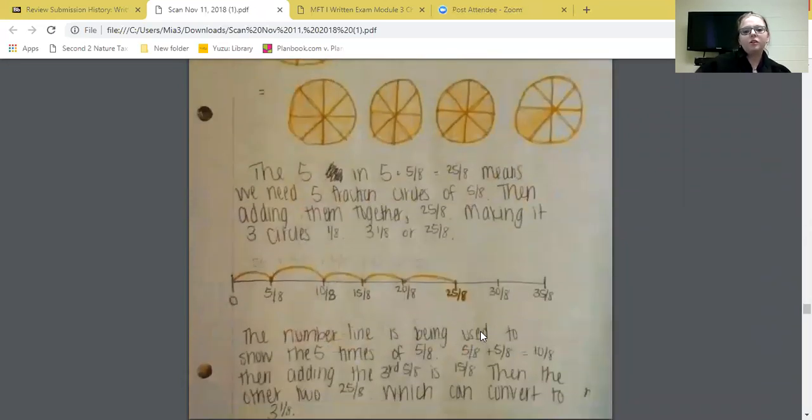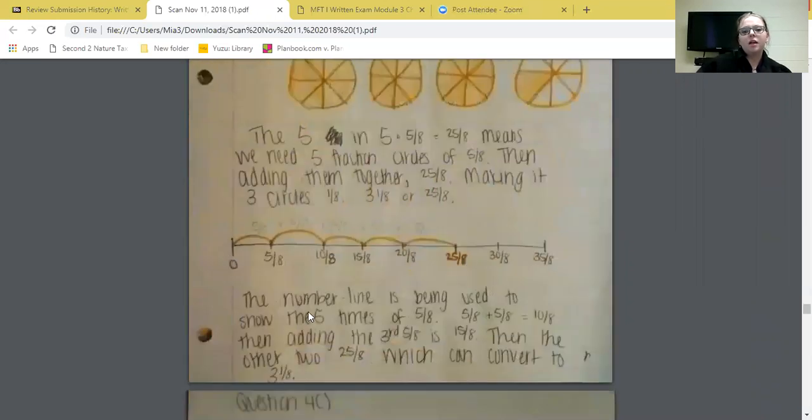And as before, we're just going to have the common denominators, and we're going to add them not by 2 this time, but by 5s. So we're going to add 5/8 plus 5/8 plus 5/8 plus 5/8 plus 5/8 and get 25/8 as our total that we landed on.